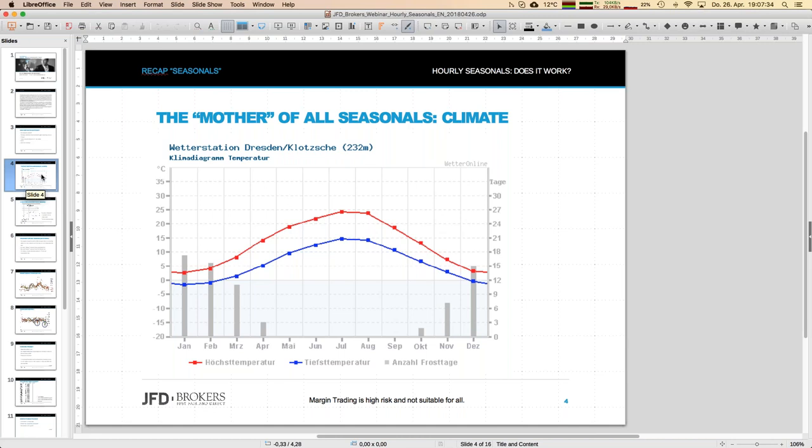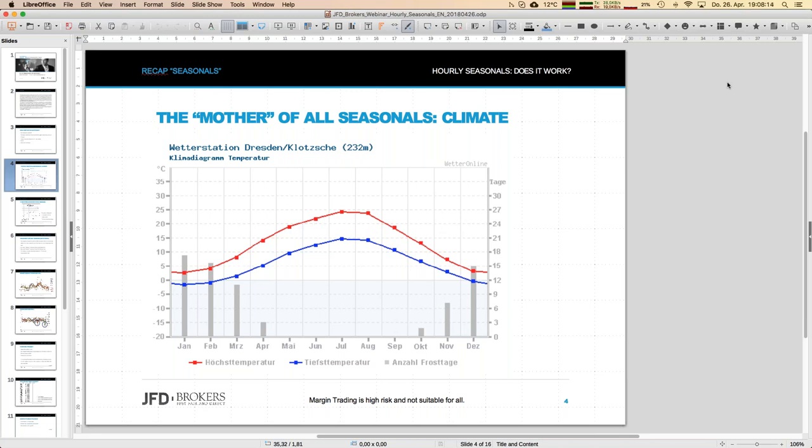Let's start with a short recap of seasonals in general. And the next three slides are from the original development of the DAX Day-of-Week seasonal. What we have here is what I call the mother of all seasonals. And of course, if I talk about seasonals, then the best is to talk about climate. What you see here is the climate situation where I live, close to Dresden, and the recordings are done at the airport, that is Dresden Klotzsche.